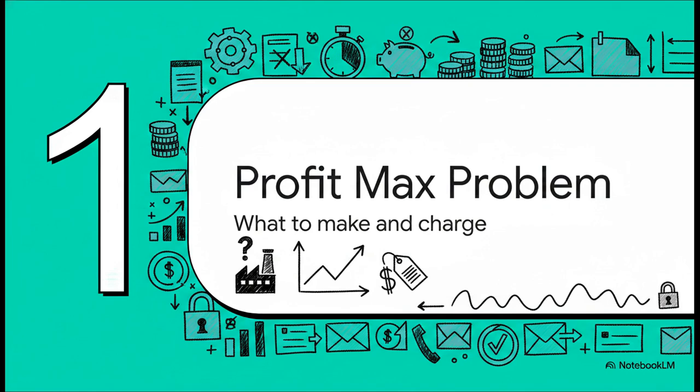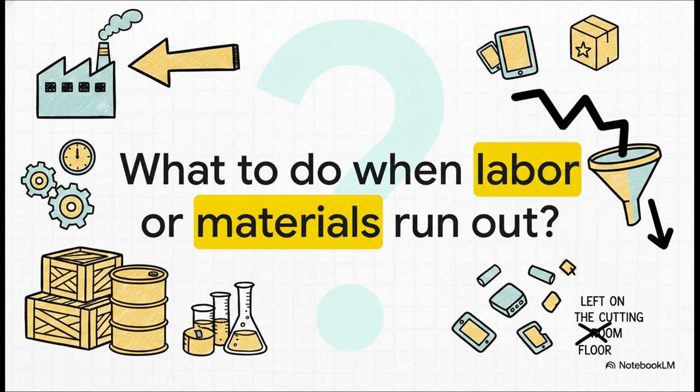Section 1. The profit maximization problem. What to make and what to charge. You know, in a perfect world, a business has infinite resources and infinite demand. But we operate in a reality that's governed by constraints. Driving profit isn't just about selling more stuff. It's about optimizing the very specific variables you actually have control over when everything else is restricted.